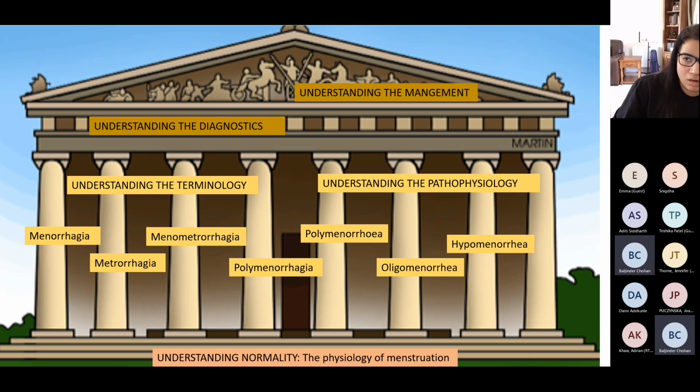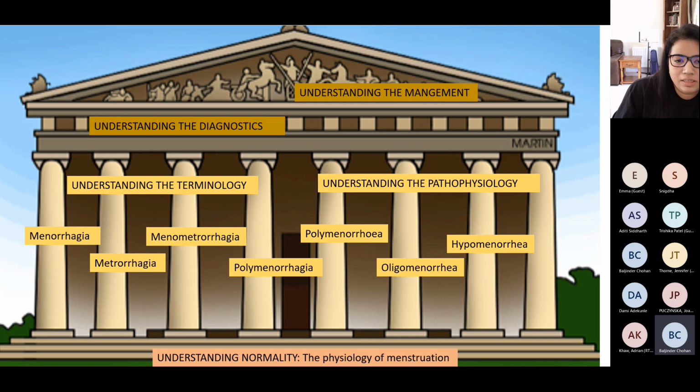As far as FIGO is concerned, they really want us to move away from using these terminologies, and just call it abnormal uterine bleeding and describe the bleeding as heavy menstrual bleeding, if that's what we want. If we want to say menorrhagia, we just use the words heavy menstrual bleeding. But it's worth understanding the terminology anyway, because if we read through papers and don't understand what these terms mean, it's just a way for us to communicate what's going on. So we will talk about the terminology.